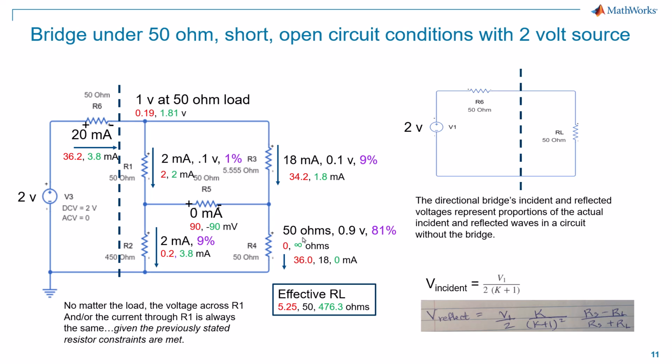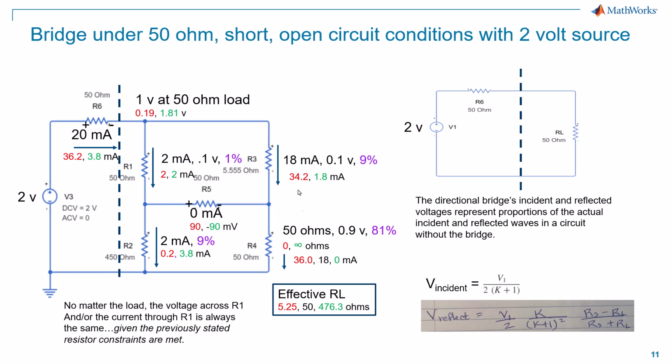And as I said earlier, if we are at the bridge balance state, then this circuit over here on the left with the directional bridge reduces to the circuit over here on the right, where the bridge reduces to a 50 ohm resistor from top to bottom. At that point, we've got 2 volts across 100 ohms, so we know our current in this case is 20 milliamps. And that's what I've shown here in black.